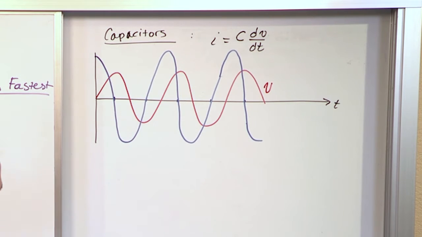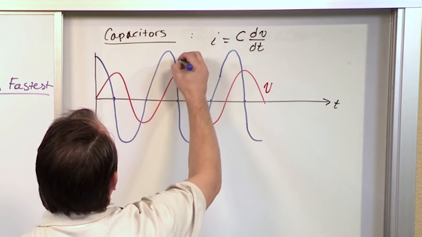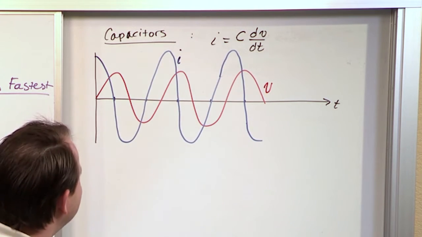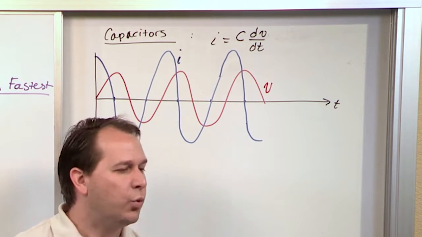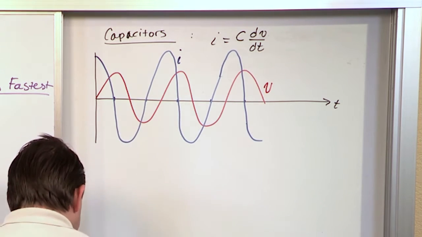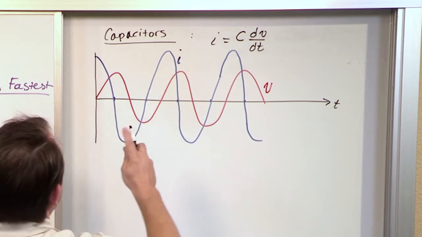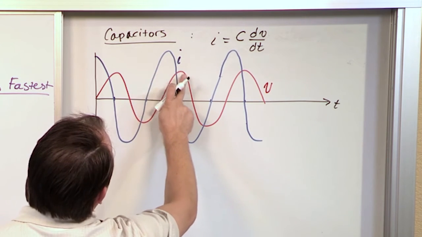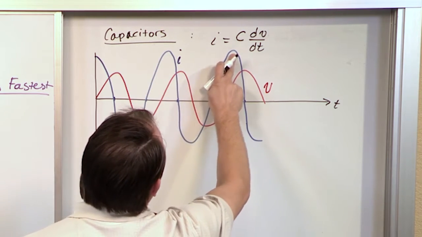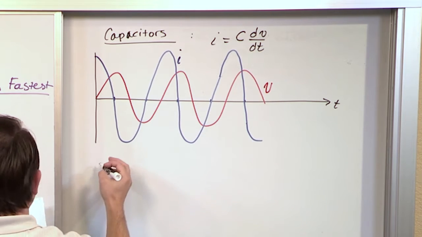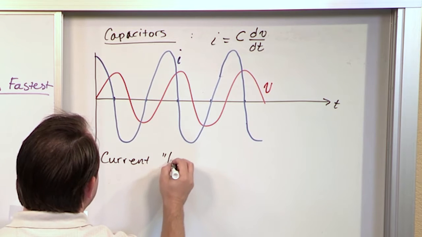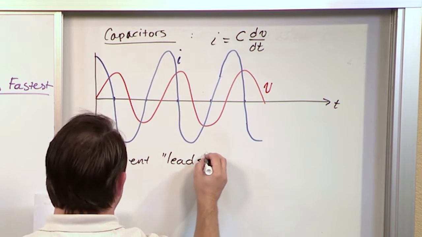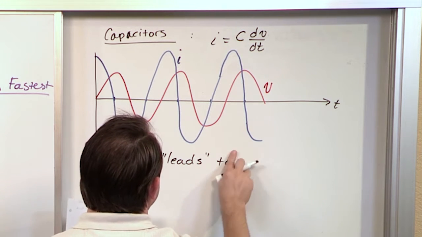It's very, very similar to the situation we had with an inductor, with one important difference. Notice that in this case, the peak of the current comes before the peak of the voltage. The peak of the current comes before the peak of the voltage. So we say that the current leads the voltage.